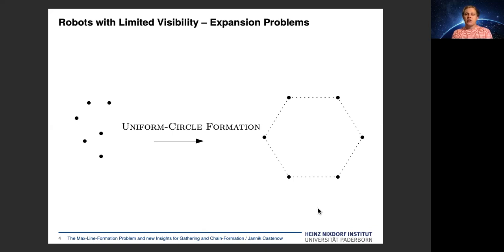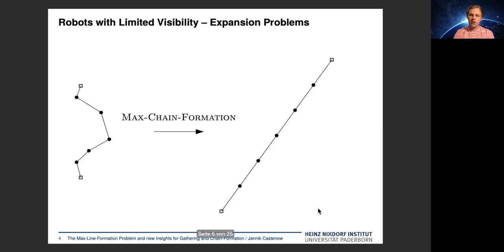One example with very few results under strong assumptions currently is the uniform circle formation problem, where we have an initial set of robots that have to be arranged on the vertices of a regular polygon with side length equal to the visibility range. And another example, and the main inspiration for our work here, is the max chain formation problem.